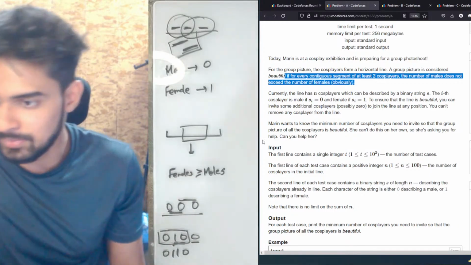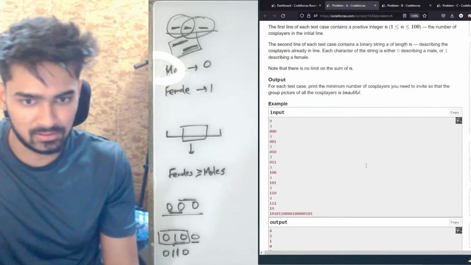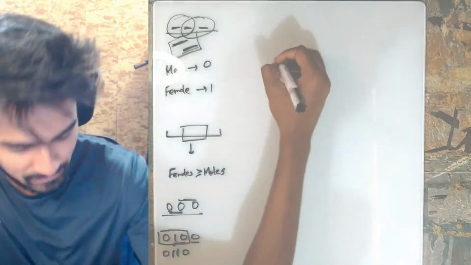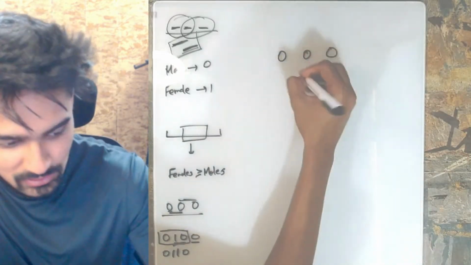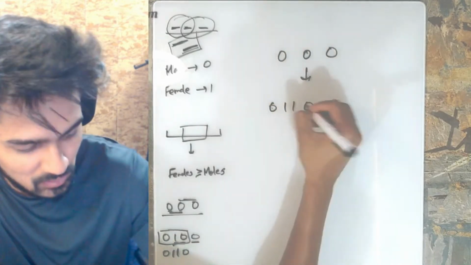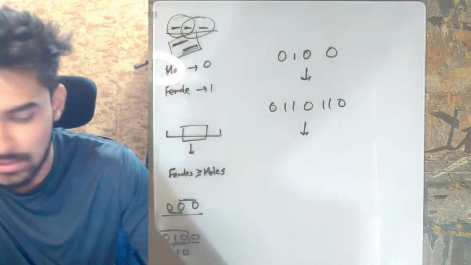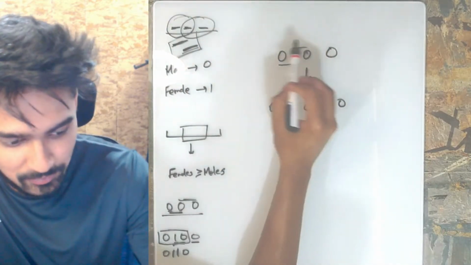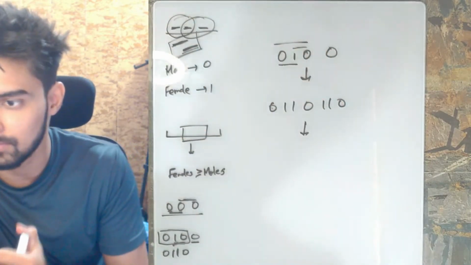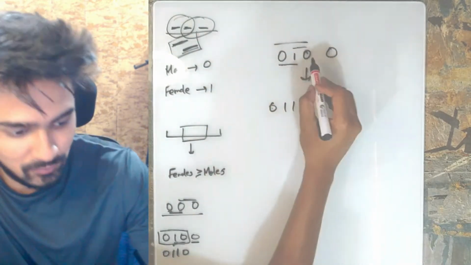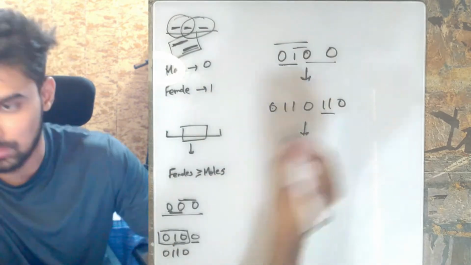Let me write the other test cases also. So we had 0, 0, 0. In this, the answer was 0, 1, 1, 0, 1, 1, 0. The reason is that if we inserted only a single one, then this part is beautiful, but this complete string is not beautiful. Therefore, we need to add two ones. Similarly, for these two zeros as well, we need to add two ones.